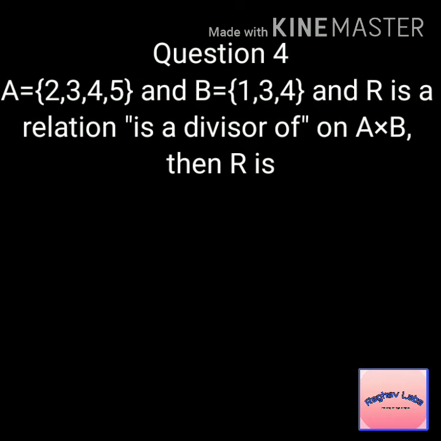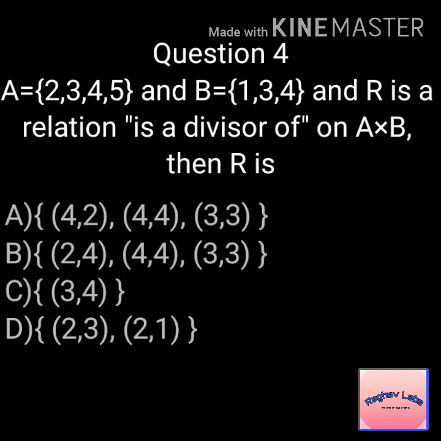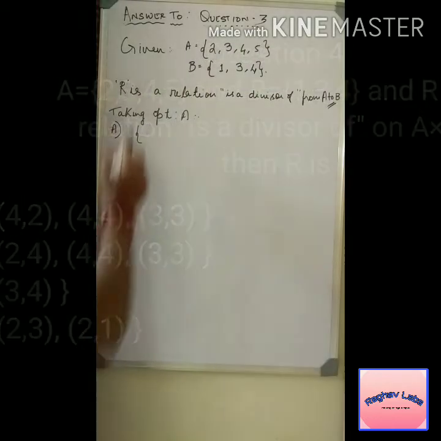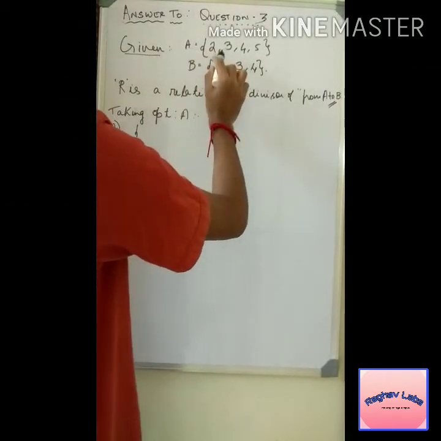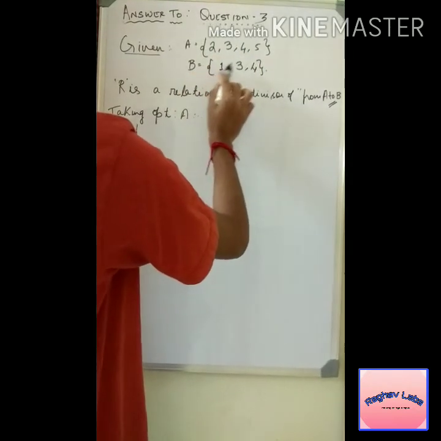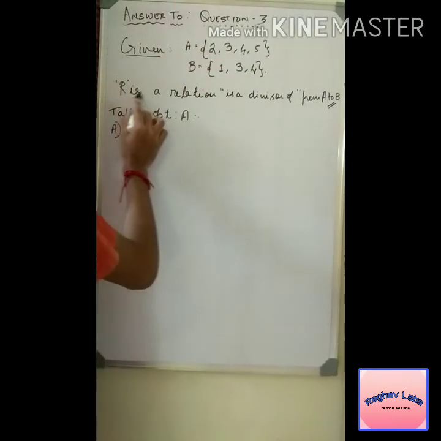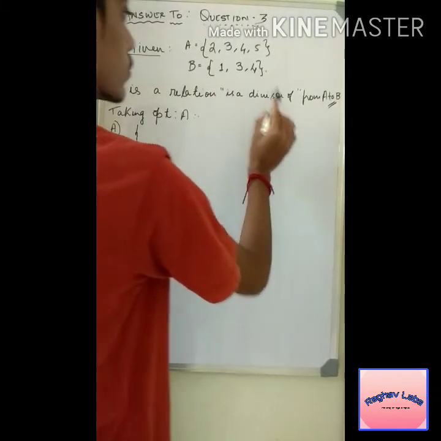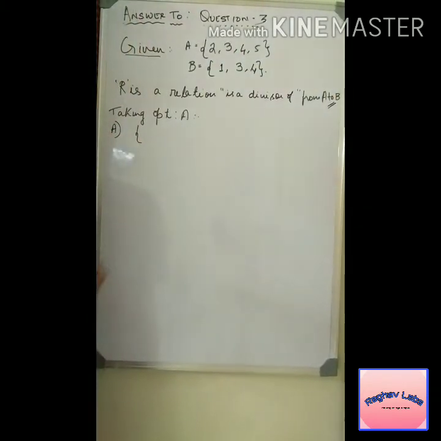A is equal to 2, 3, 4, 5 and B is equal to 1, 3, 4, and R is a relation, is a divisor of, on A into B. Then R is, your options are: 4 comma 2, 4 comma 4, 3 comma 3; 2 comma 4, 4 comma 4 and 3 comma 3; 3 comma 4; or 2 comma 3 and 2 comma 1. So, to solve this, we are given A is equal to 2, 3, 4, 5 and B is equal to 1, 3, 4. R is a relation, is a divisor of, from A into B.